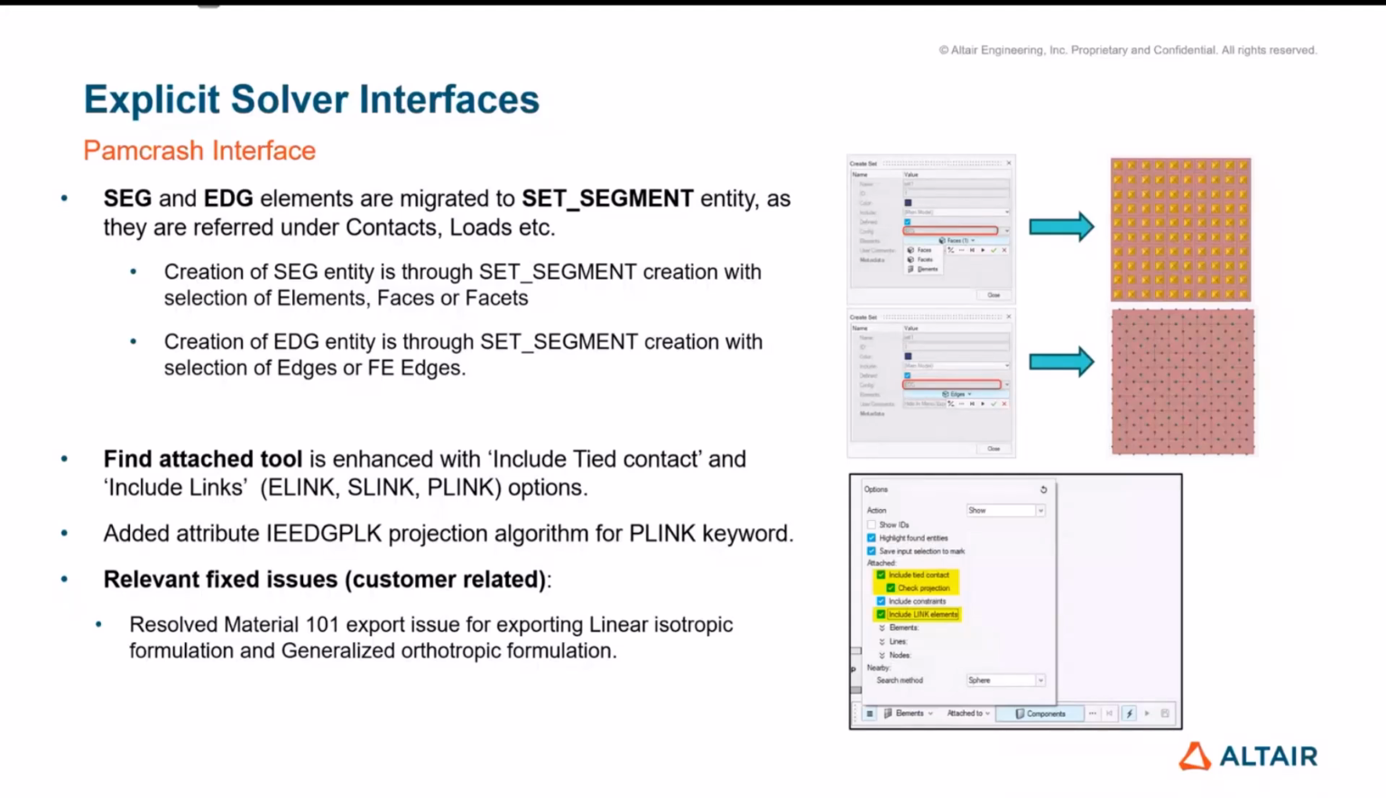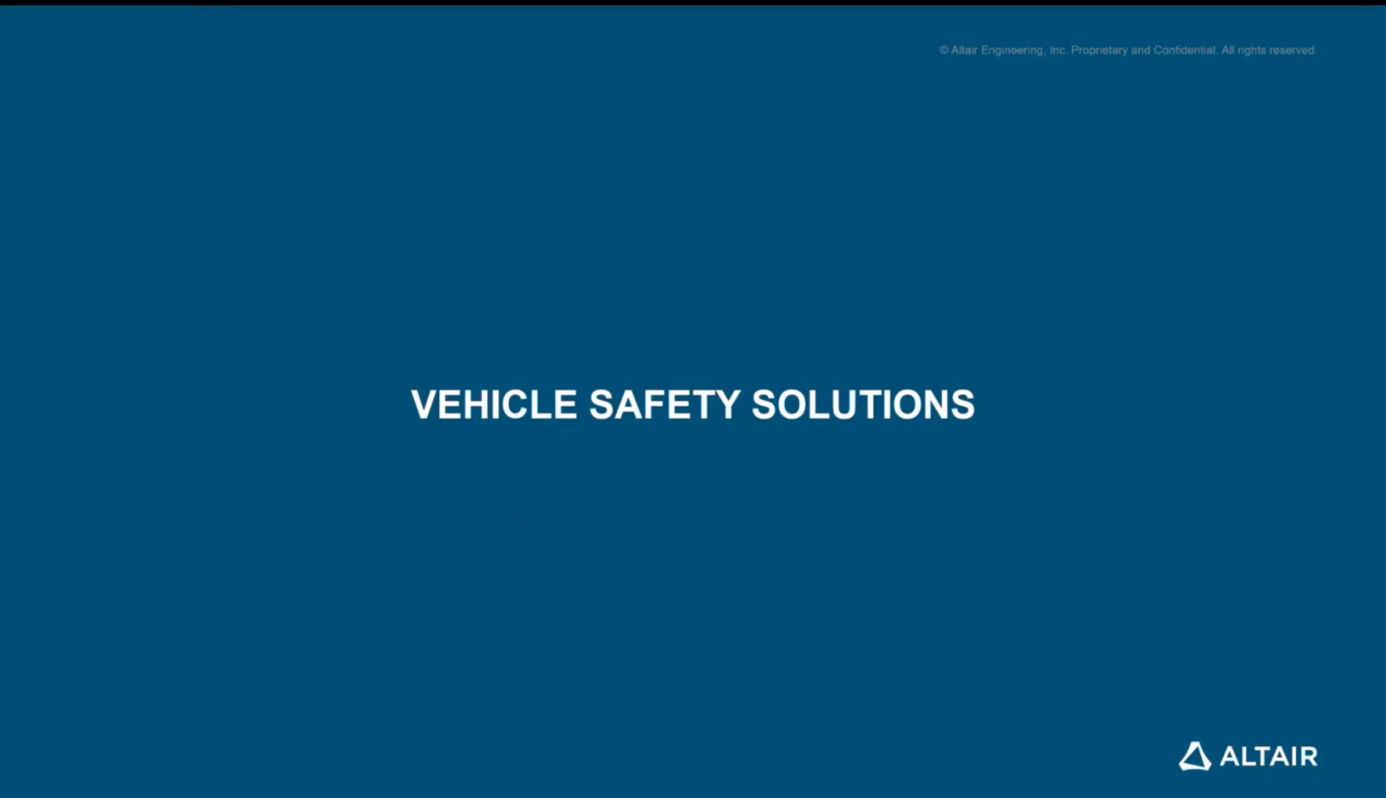As part of the find attached tool enhancements, this is an enhancement that has been made also across other profiles, where now we include the tied contact treatment also in the search algorithm, which was already implemented in LS-DYNA and Radioss interfaces, but not in PAM-Crash. The same has been done also for OptiStruct and other interfaces, and I think Abaqus as well, where the tied contact is important for the find attached logic. Plus, in PAM-Crash, you have the introduction of the link elements. So you have an additional option checkbox that you can activate to consider those specific elements for the search of attached entities. So let me switch now to the safety solutions.